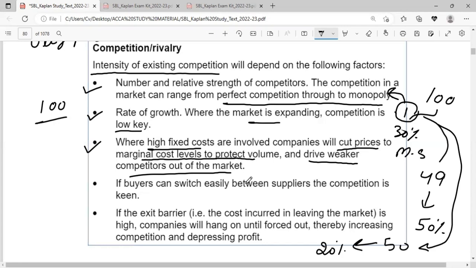And in this case, it is possible that weaker competitors or small sellers will leave the market. So a high fixed cost is not good for small businesses because it can lead them to failure, or they will become unsuccessful and then they will leave the market. If buyers can switch easily between suppliers, the competition is keen. Why? They will move swiftly from one place to another because of this low switching cost.